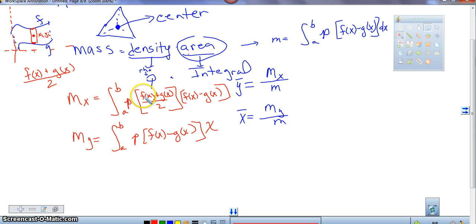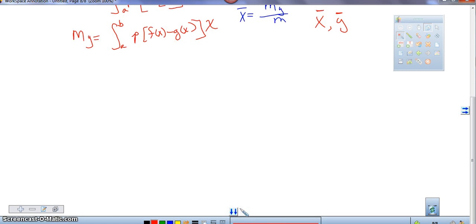Your moment about the x-axis would be your density times your area times your distance from x, which would be the midpoint between those two functions. And then to actually find your ordered pair where the centroid or the center of mass is located, that would be your x bar, y bar. And to find those, you take your moments and divide by the total mass, which is found by this integral. So basically for each problem, you have 3 integrals. So let's just look at a function real quick, and then we probably won't solve the integrals, because I know you can solve them.